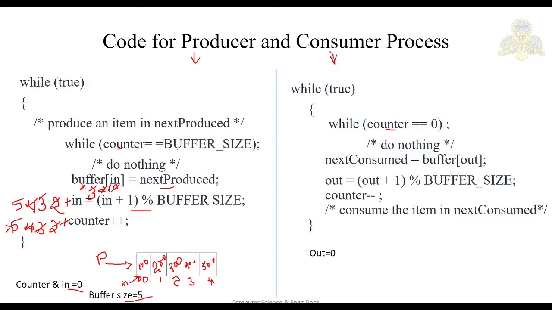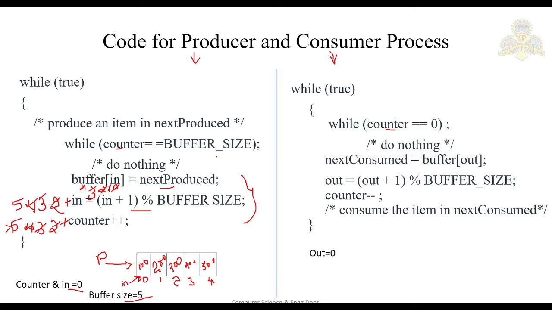That means it would be an infinite loop. Stay in the loop itself. Do not execute these statements again. Fine. So whenever this counter is equal to buffer size, this condition has become true. Your producer process understands that the buffer has been full and it has to wait until the consumer process consumes at least one item from the buffer.